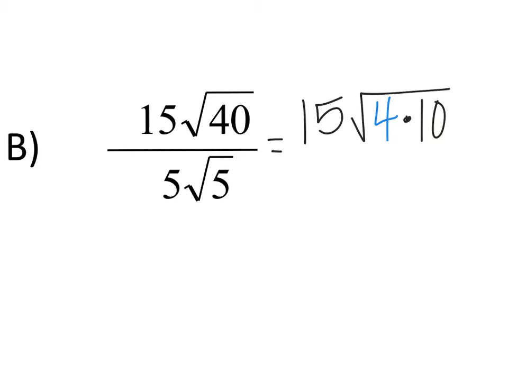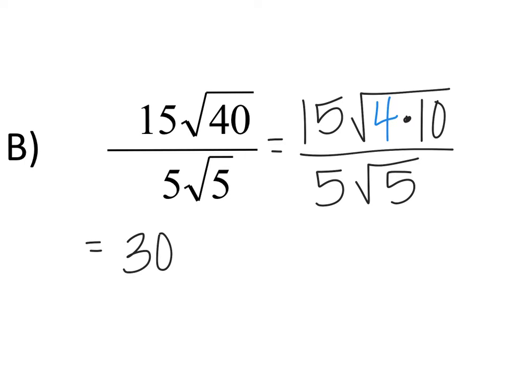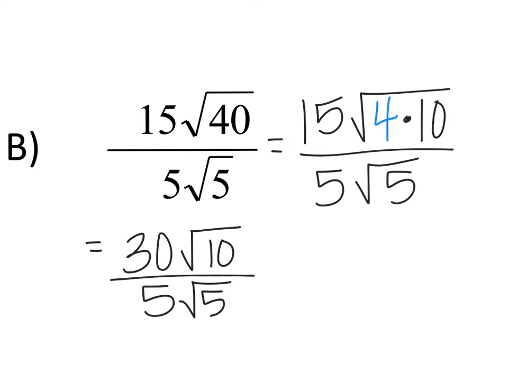Looks like it is. Okay. Divided by 5 square root 5. So we're going to go ahead and take the square root of 4, which is 2, and 2 times 15 is 30. 30 square root 10 divided by 5 square root 5.